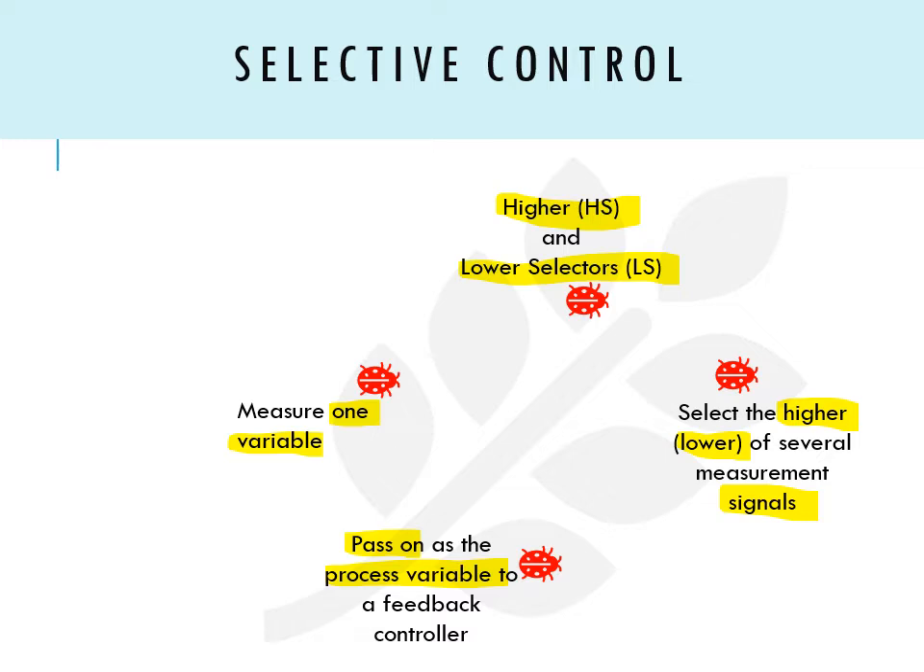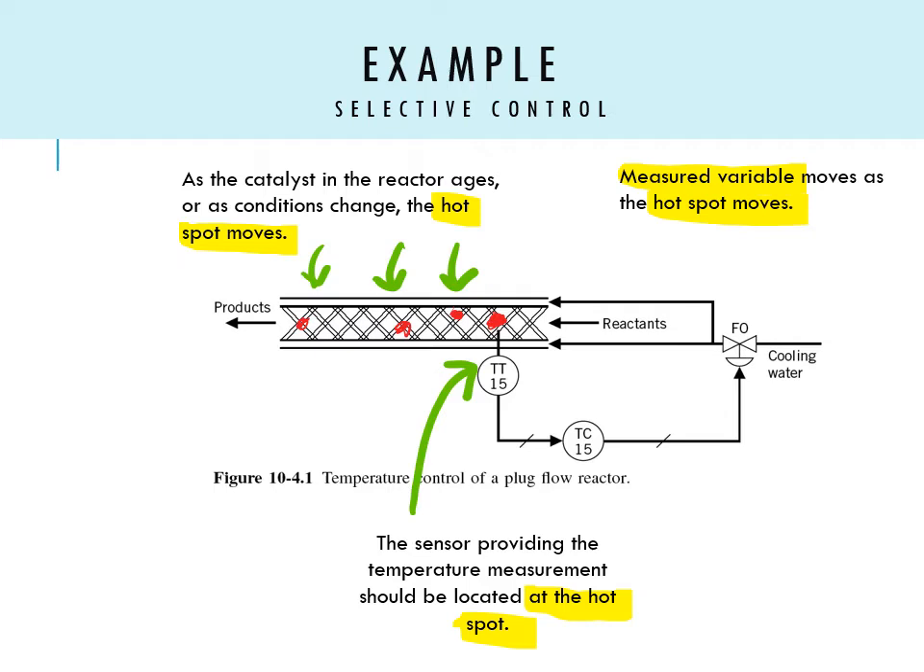Selective control consists of the higher selector and also lower selectors. So what is the function of these selectors? The function of selectors is to measure one variable. It is used to pass on as the process variable to a feedback controller. Another function of the selector is to select the higher or lower of several measurement signals. An example of the selector controller can be seen in this figure.